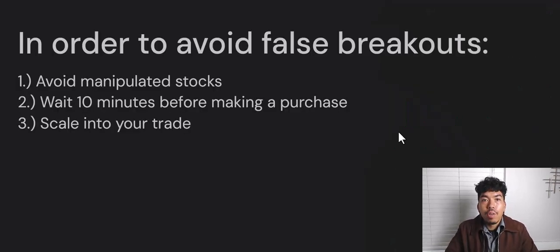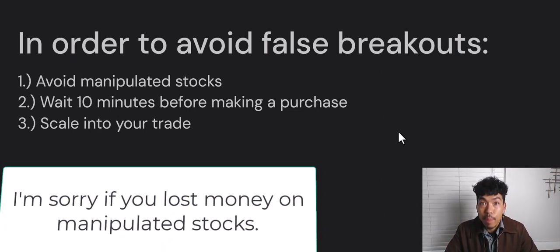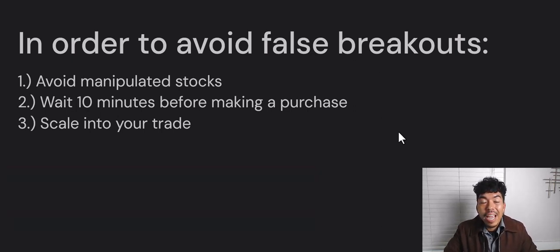This is called a false breakout, my friends, and it is your number one enemy as a day trader. In order to avoid false breakouts, I have 3 rules for you. 1, avoid manipulated stocks. Avoid stocks like TRKA, GTII, and AMC, which you may have already lost money on. 2, wait 10 minutes before making a purchase. Usually in the first 10 minutes of market open, even a good stock will come down temporarily.